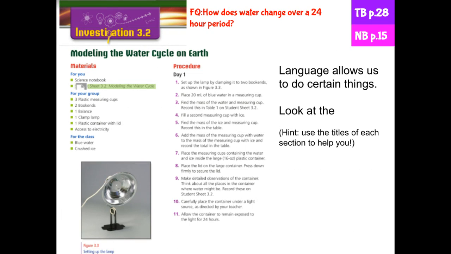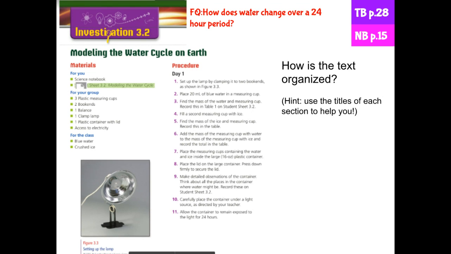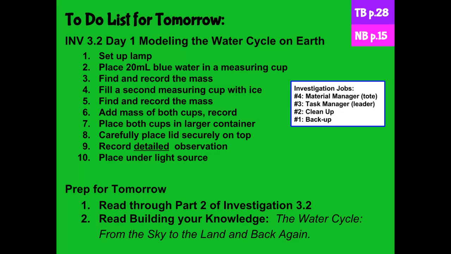So the language we're using, a lot of things, it's going to be procedure language. So the language allows us to do certain things. So you're going to look at the different titles for each section to help you. And what you're going to be doing is organizing the text. So just as you see the text today, you're going to want to maybe highlight or underline the directions that you're doing. So to do this today, we are investigating 3.2, modeling the water cycle on Earth.